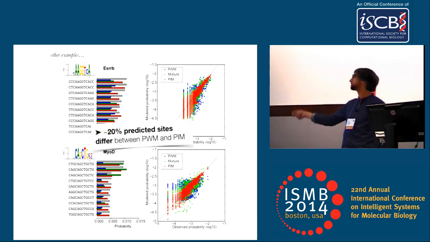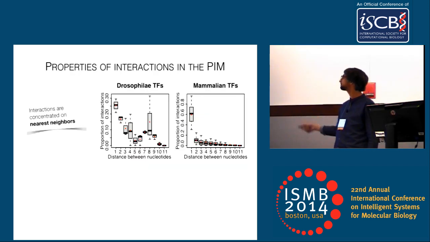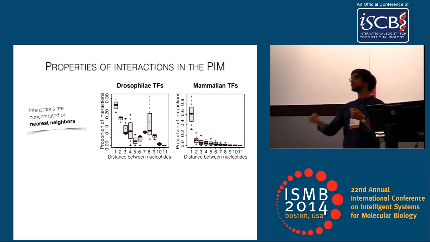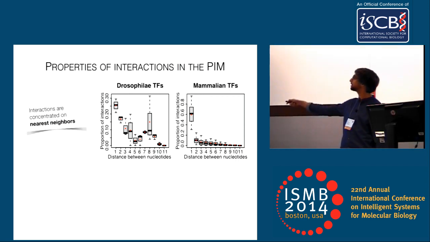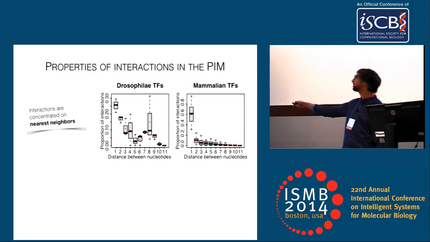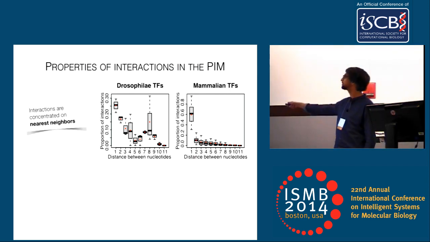So basically you can have a big difference between the sites that are predicted by the PWM model and the PIM model, which is quite important if you want to make predictions in your ChIP-seq data. Now, with the PIM, the nice thing is that we include explicit interactions, so we can look at where these interactions are. And what we saw is that if we look at the typical distance between interacting nucleotides, they're mostly restricted to nearest neighbor interactions. At least in mammals, you have around 60% of the interactions between nearest neighbors, but it's not 100%. You've also got other interactions at greater distance.